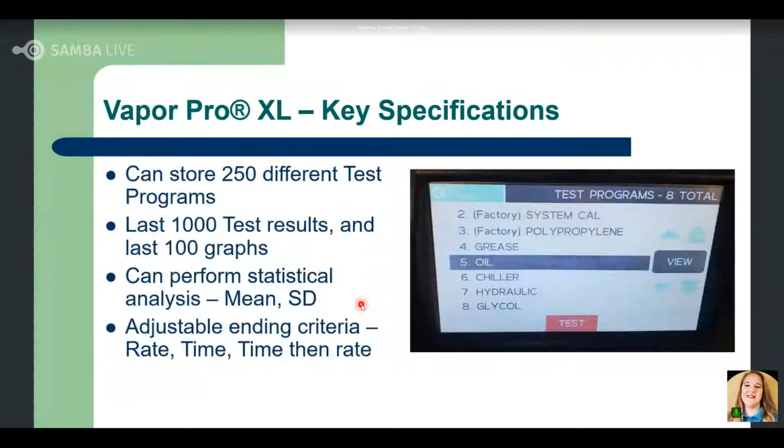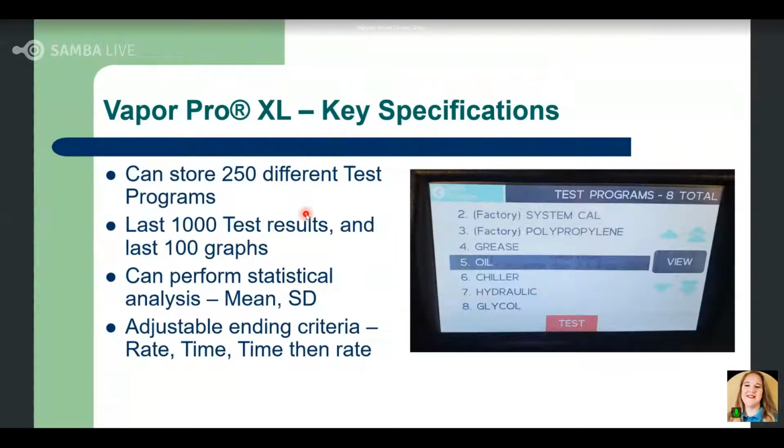Some other great things is it can store up to 250 different test programs. Here at MRG, we don't use that many. We only use about grease, oil, chiller, hydraulics, and glycol. The Vapor Pro also stores up to your last 1,000 test results. And of that 1,000 test results, it stores graphs.